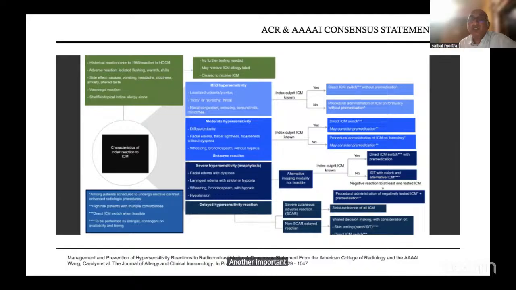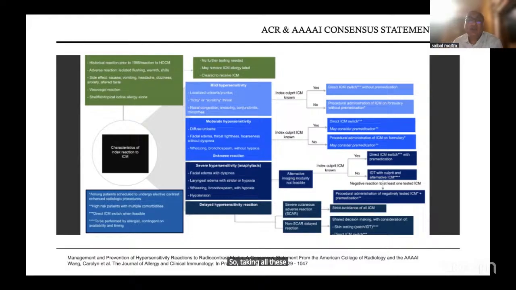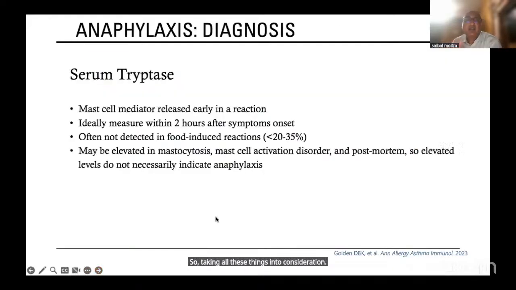Another important tenet of this consensus statement is whether we should do skin testing prior to giving any contrast media or not. But it is to be understood that skin testing, whether skin prick or intradermal, has high negative predictive values, like 70 to 80%, but the positive predictive values are quite low. And 7% of the patients who had a negative test can have a reaction. So taking all these things into consideration, it is very important that everybody should be well prepared.